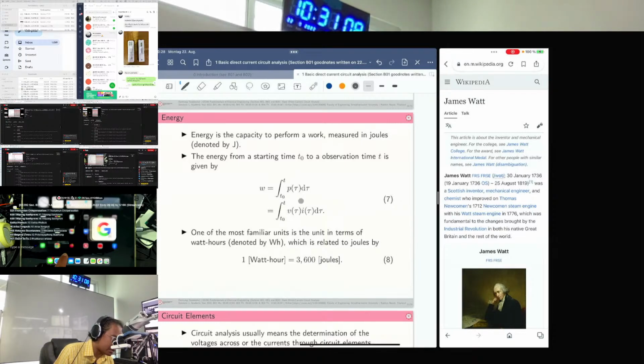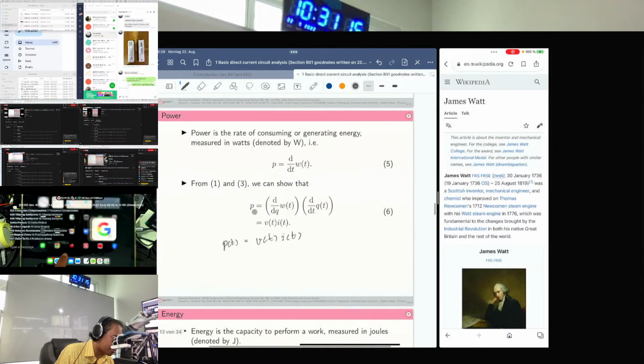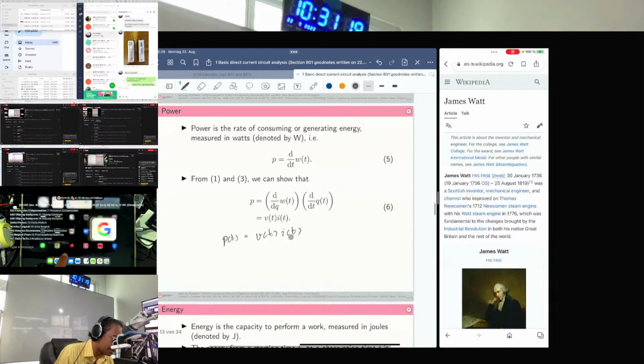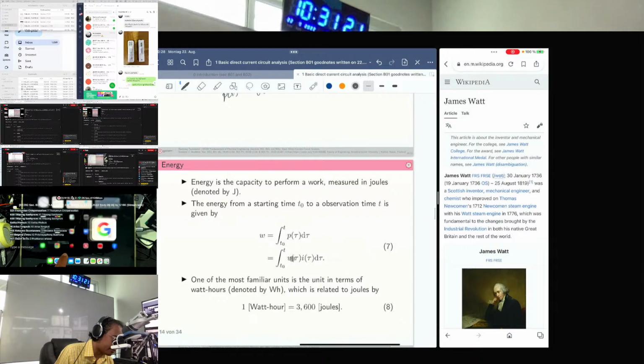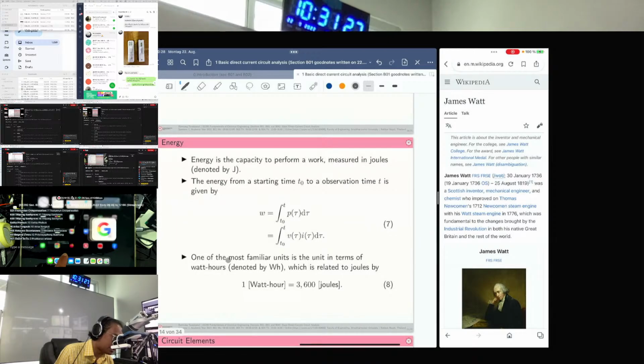The integration starts from t0 until t and we substitute the power, which is the product between voltage and current. Here we have V and T and V and I. So the units for the work, as you know, it's joules, right? But it's not convenient to measure the high amount of energy in terms of joules.